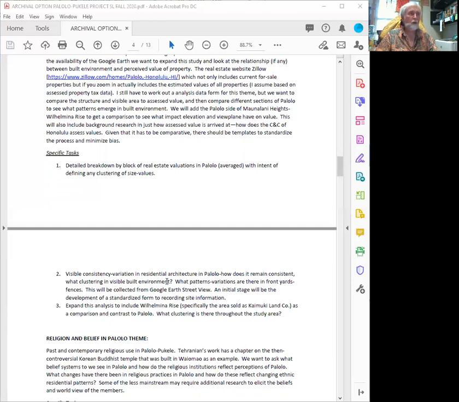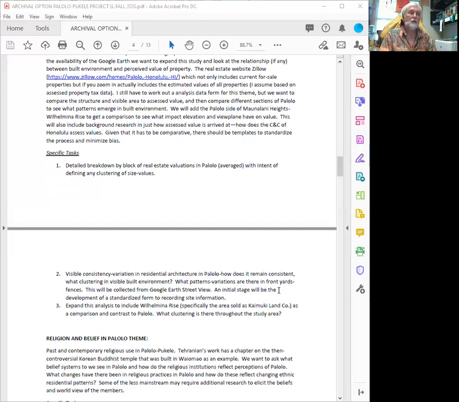Now, the last of these tasks is expanding this up to Wilhelmina Rise specifically. The reason for that is that in the early 19th century, that particular area was sold as Kaimuki land by the Kaimuki Land Company. And of course, Wilhelmina Rise isn't Kaimuki, or at least it isn't now. So we're very interested in how that compares and contrasts, since that development was occurring at roughly the same time as Palolo, slightly earlier. How do those two compare?